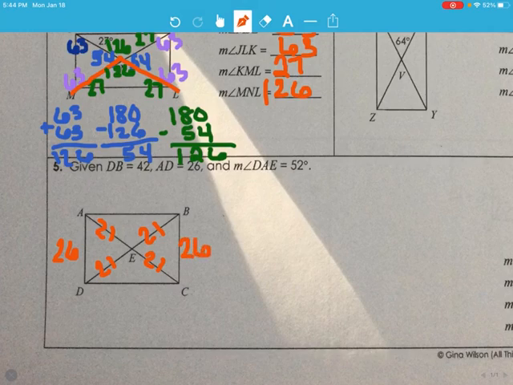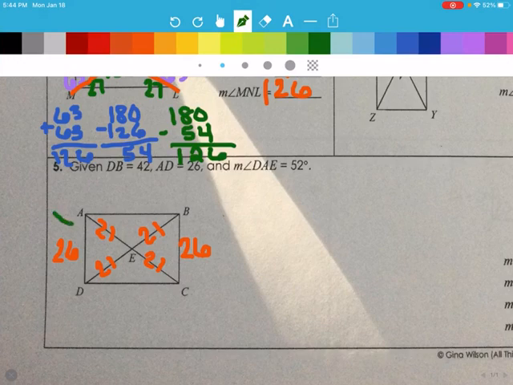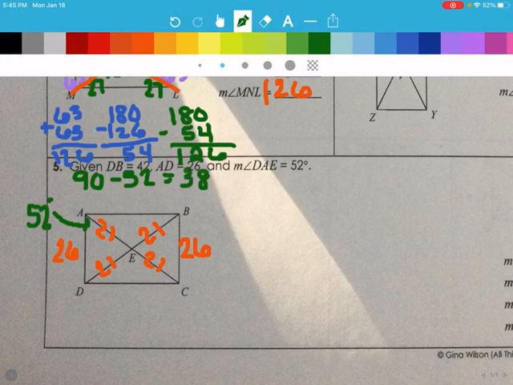And then D, A, E. D to A to E. So kind of like that left side of angle A is 52 degrees. I'm going to use a different color so we can differentiate between angles and sides. This is 52. Well, I know all of angle A is 90, so I'm going to do 90 minus 52 so I can figure out the other part of angle A. And that would be 38 degrees. Okay.